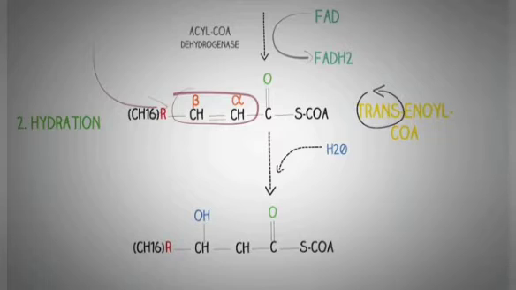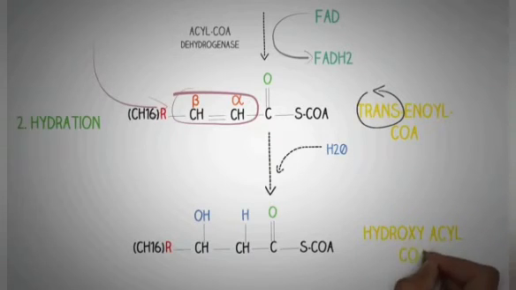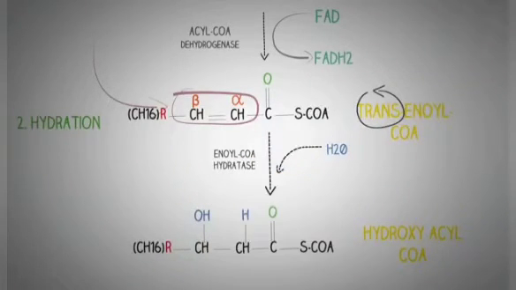A hydroxyl group is added to the beta carbon and a hydrogen atom to the alpha carbon, and the compound produced is called hydroxyacyl-CoA. The enzyme involved is enoyl-CoA hydratase.